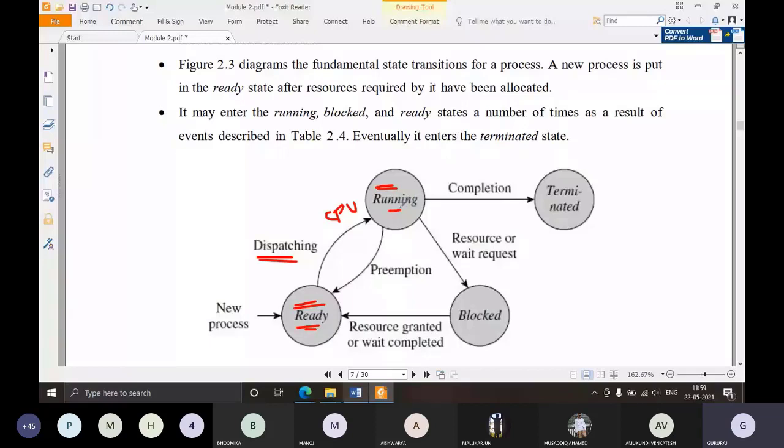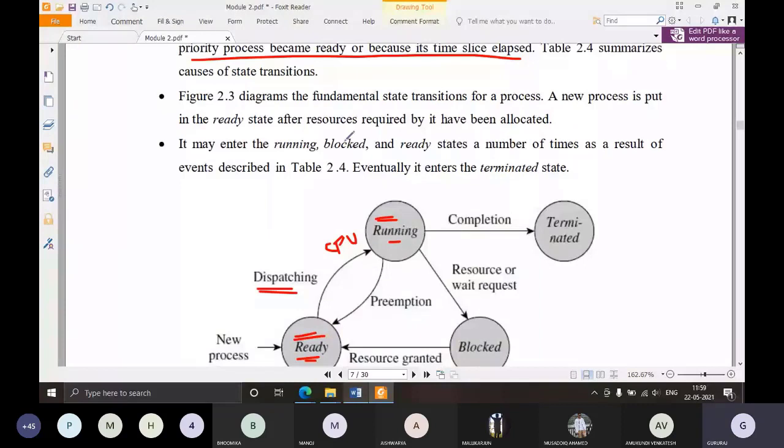Or in time sharing systems, whatever the allocated time slice, let's say 10 milliseconds, is completed. So the quota that is given for each process is completed. Again, it will come back to the ready state, because it still needs the CPU further to complete itself. In that case only, it will enter the ready state from running.